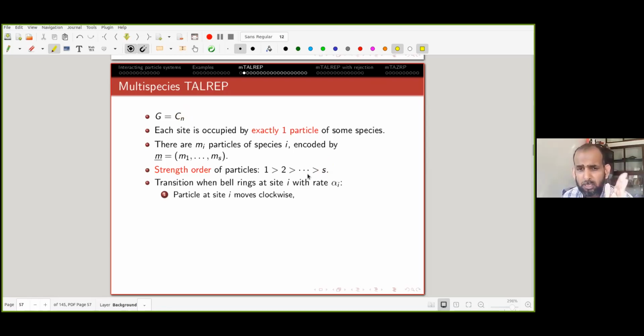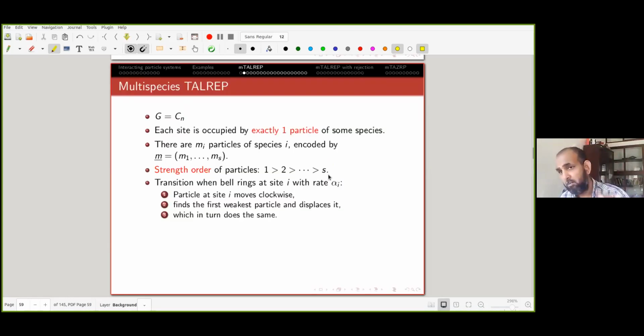So let me describe the transitions. Suppose you have a particle at site I, and the exponential clock at site I rings with rate alpha I. When it rings, the particle at site I moves clockwise. It finds the weakest available particle, just like in the simple long-range exclusion process, and it displaces it.